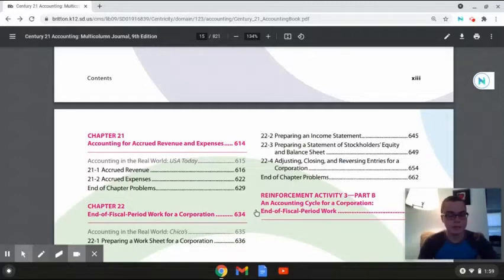So in this chapter, we'll be learning about how to prepare a worksheet for a corporation, how to prepare an income statement, how to prepare a statement of stockholders' equity and balance sheet, and adjusting, closing, and reversing entries for a corporation. So that is the end of Part 3. Now I'll be moving on to Part 4, which is the last part of our accounting unit.